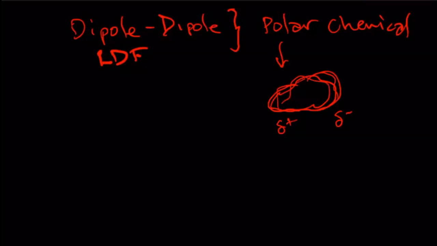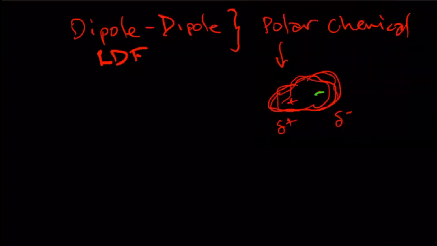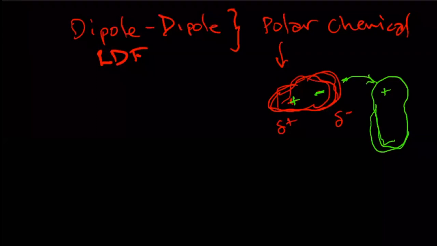Because now you have some sort of magnet situation, okay? Negative here, positive here. Then another chemical that's polar nearby is going to orientate itself so that the positive end is going to be attracted to the negative end. So it's like having a whole bunch of bar magnets together.